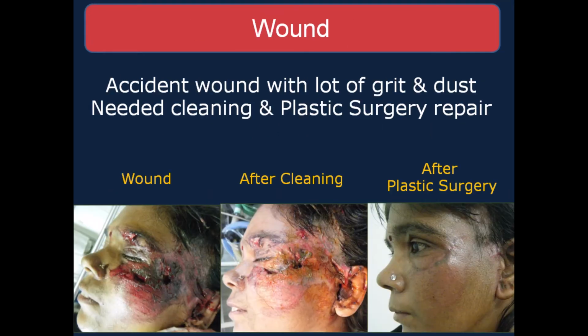When there's a gross swelling, when there's a possibility of a bony injury, or when the bleeding cannot be stopped, then these patients must be shifted immediately to bigger centers.